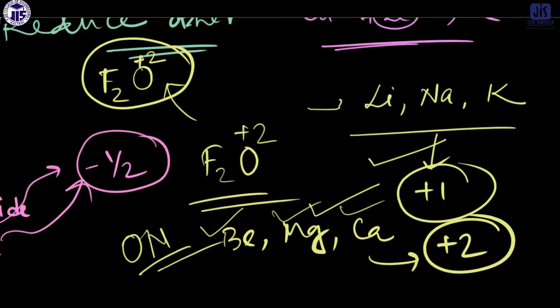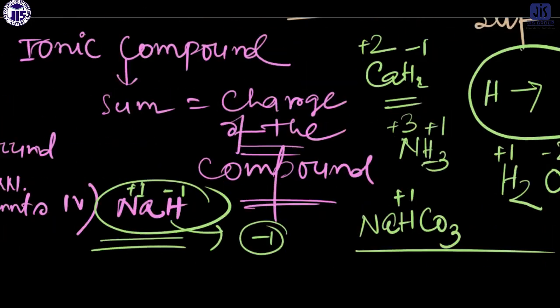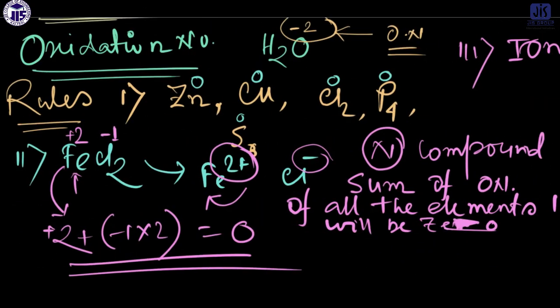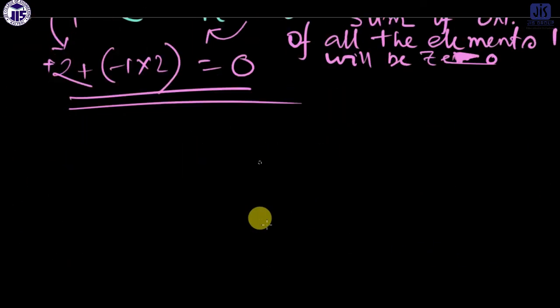The maximum oxidation number of an element cannot exceed its group number in the periodic table. So all these things you have to keep in mind, and depending on all these rules, you have to calculate the oxidation number of the elements. I'll show you a few examples, then you have to practice a lot, by which you can determine the oxidation number.